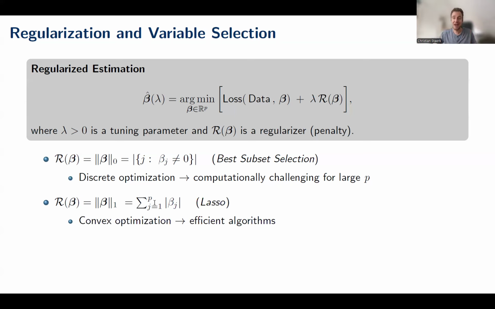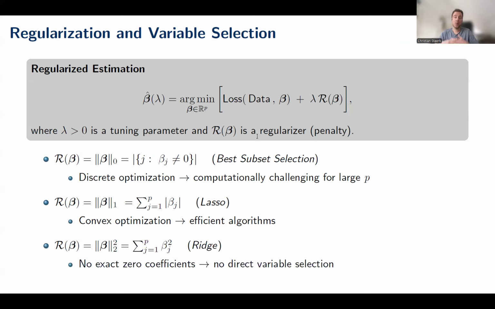And at the same time, it's a convex function, right? So this L1 penalty is convex. And if the loss function is also convex, then we have a convex function we minimize. So you can use efficient algorithms to solve it and compute the estimator.